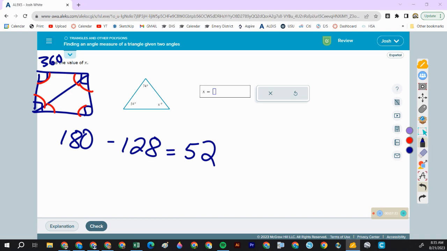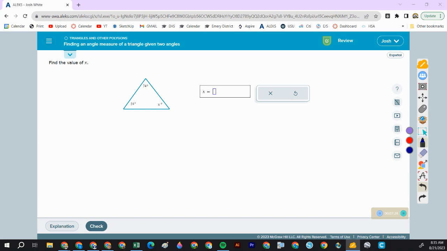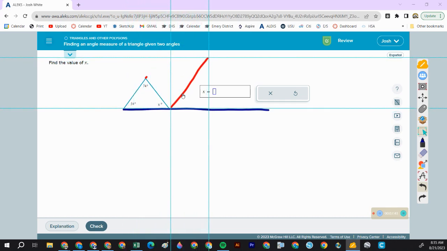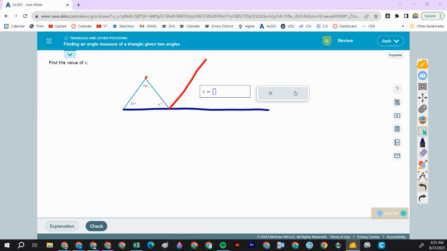There's another way to look at it. We know every straight line is 180 degrees. What if we just extend this out a little bit? And then I'm going to draw this line here, and I'm just going to slide that over. So I'm going to take this and slide it over like that. Now, this angle here matches this angle here, right? And this angle here matches this angle here.